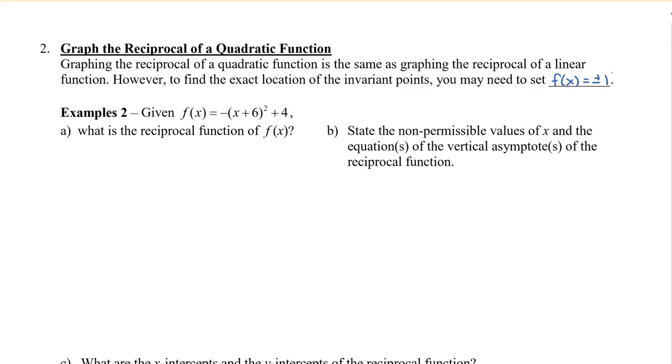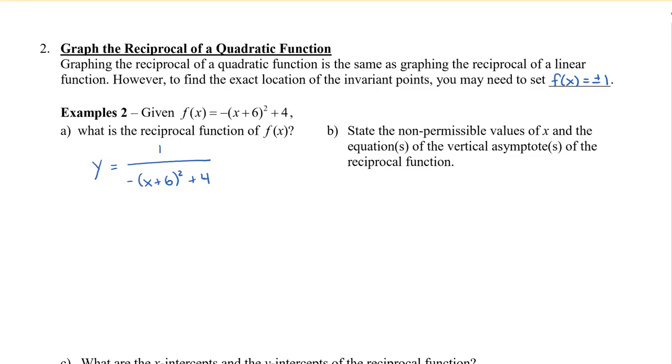So given f of x equals negative (x plus 6) all squared plus 4, we're going to write the reciprocal function. All we have to do is write this as y equals 1 over the function itself. So y equals 1 over negative (x plus 6) all squared, plus 4.